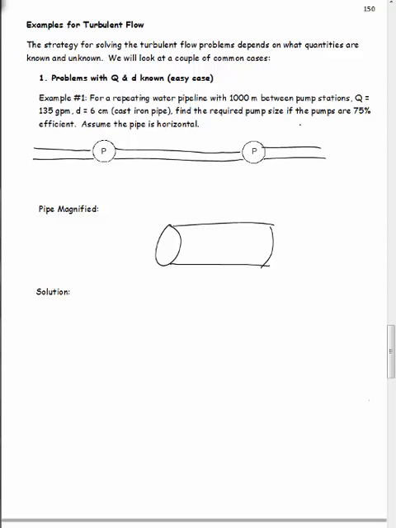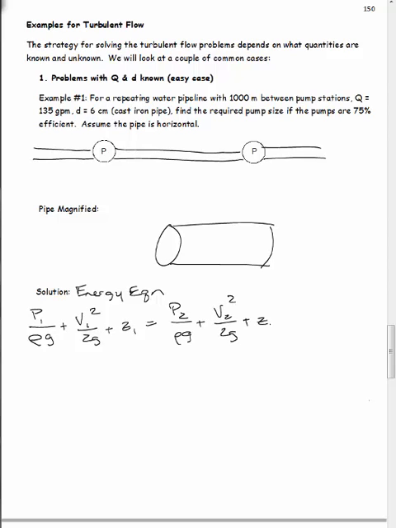So what we have is a repeating water pipeline, 1,000 meters between pump stations, and we want to find the required pump size, and we're given the pumps are 75% efficient. So we're going to want to do the energy equation, so let's go ahead and write that down. We're going to want to cancel some terms, but we have P1 over rho g plus V1 squared over 2g plus Z1 equals P2 over rho g plus V2 squared over 2g plus Z2 plus HS plus HF.